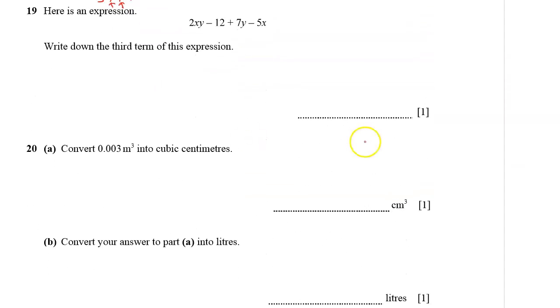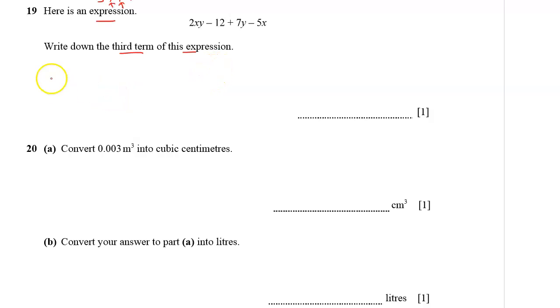Number 19. Here is an expression: 2xy minus 12 plus 7y minus 5x. Write down the third term in this expression.